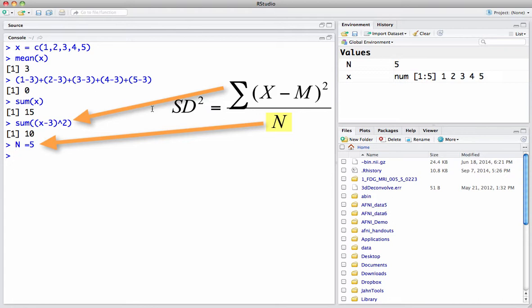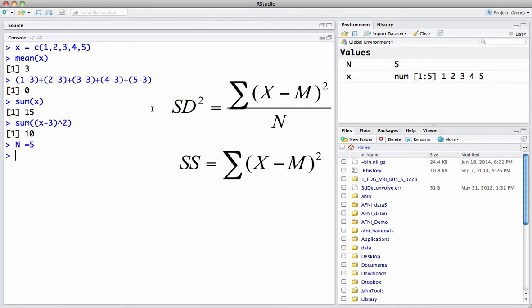We can also represent this with some more notation. We can just call this numerator SS, which stands for sums of squares, and that's simply the top part of the equation, the sigma x minus m squared. So that's just another way to compress it down. You might see that. Sometimes people will just give you the sums of squares and then expect you to solve for SD squared, assuming you also have big N.